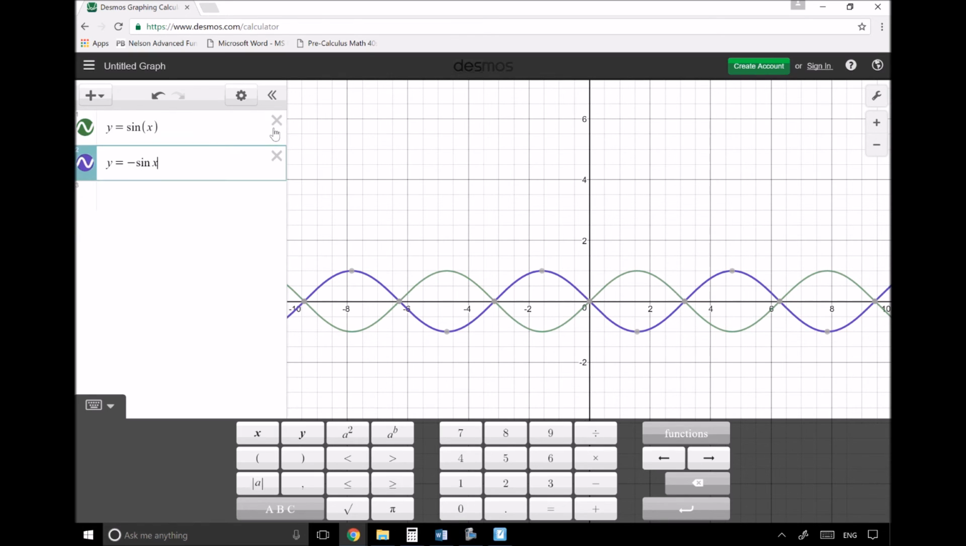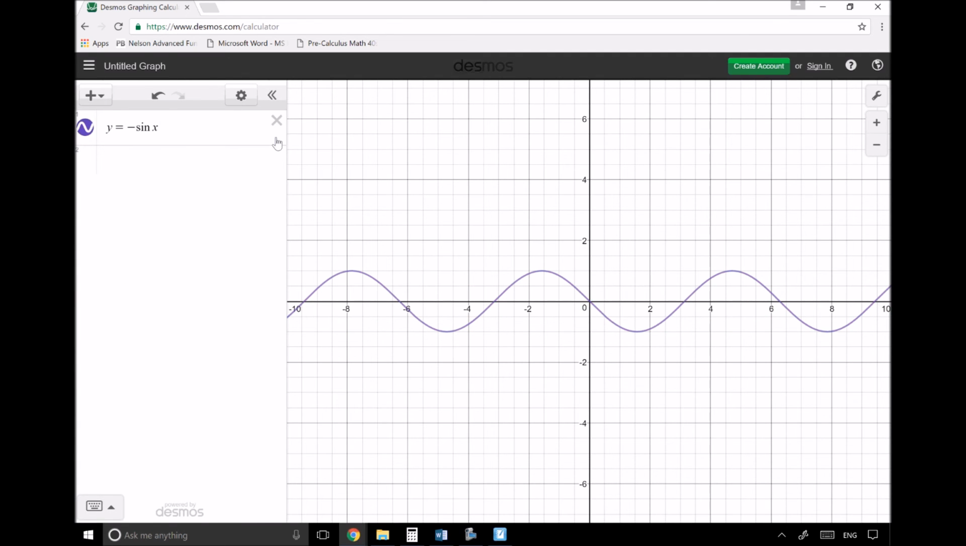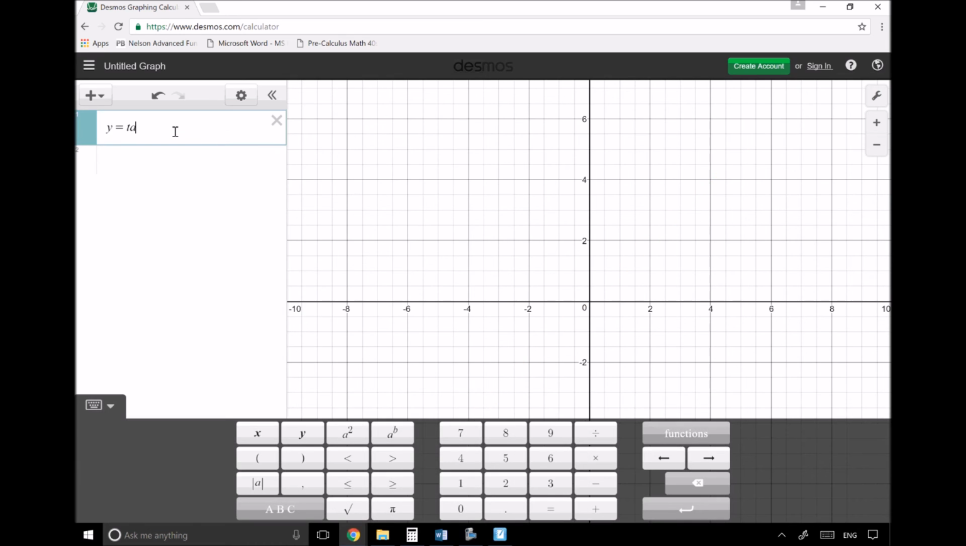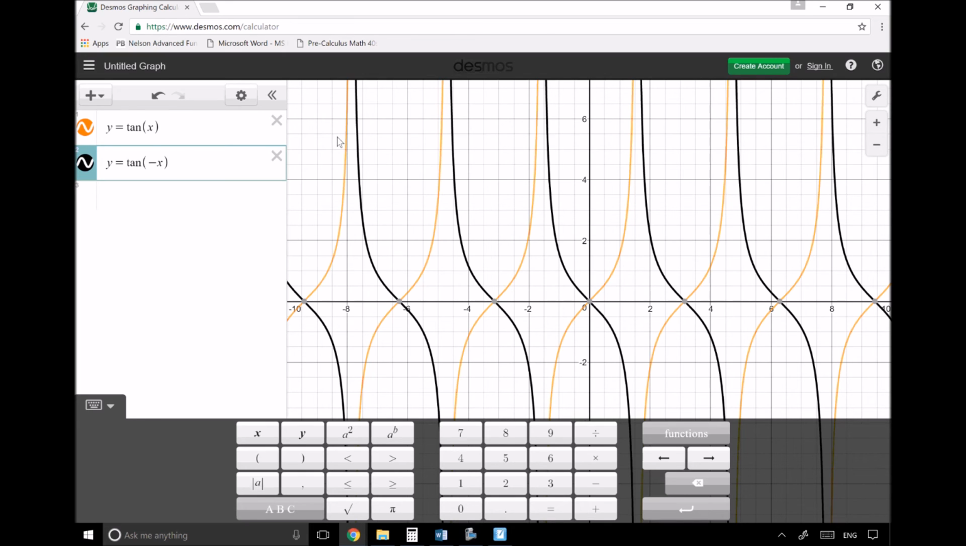Now let's do the same thing for tangent right here. We'll say y equals tangent of x, and if I were to do y equals tangent of negative x, they are going to be opposites of each other.